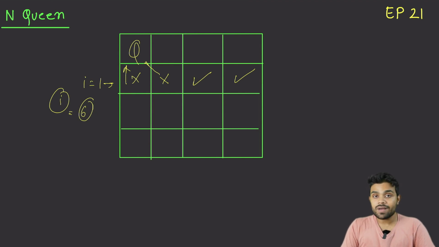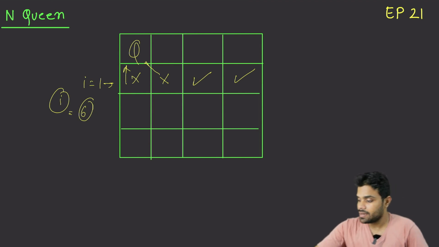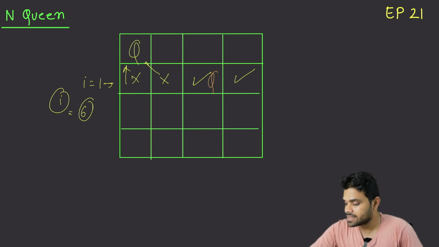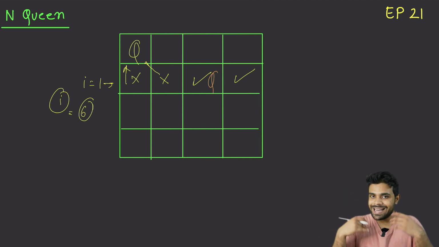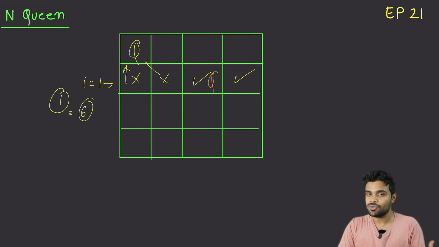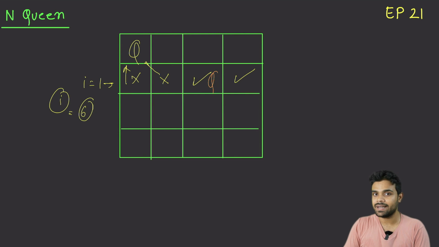So what I will do is place the queen at one of the safe positions. Let's say I'm placing the queen over here, and I will ask recursion to do the rest of the task from the i plus 1th row till the end. Similarly, place one queen in every row, and before placing, just verify which positions are safe. That's what I'm going to do.